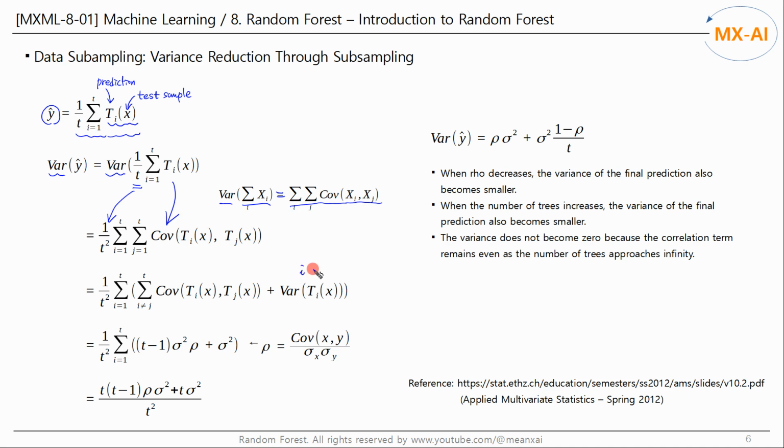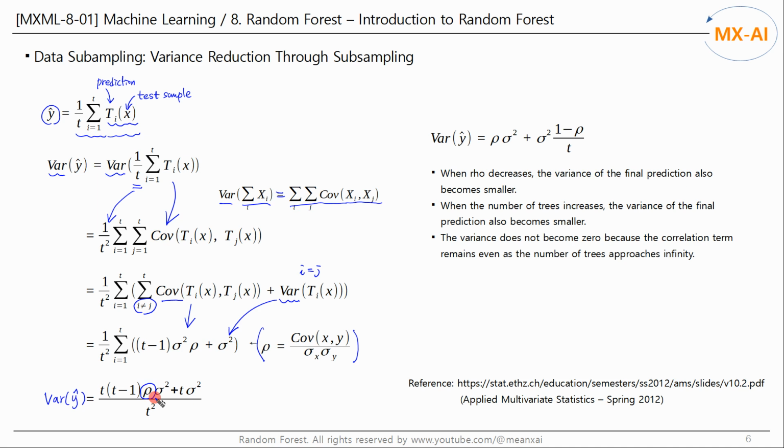When i and j are the same, the covariance becomes the variance. When i and j are different, the terms remain as covariances. For simplicity, we assume that all trees have the same variance, denoted by sigma squared. Next, using the definition of the correlation coefficient, we can express the covariance terms using the correlation coefficient rho. Then we can simplify the variance expression to the following final form. Here, rho represents the average correlation coefficient between trees.